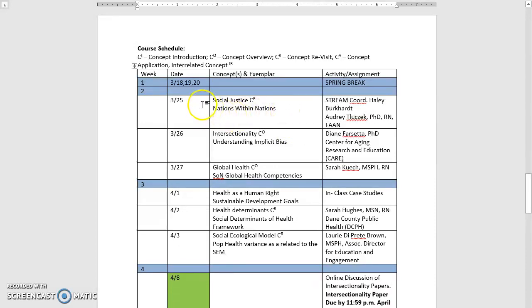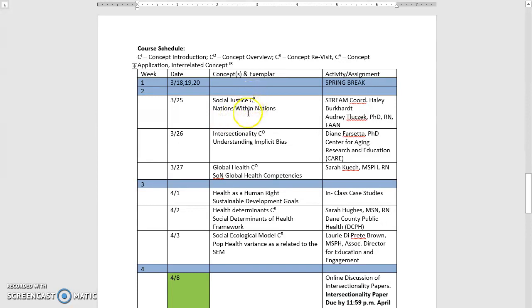So our first class period, we're already having 2 speakers come from Stream. You're going to find out what those are, and then through the readings of what Stream is. So along with the concept that we're going to talk about, I've also listed the exemplar when we have it already identified. So the exemplar, how am I exemplifying this? How are we applying social justice at this level? You're getting ready for graduation.